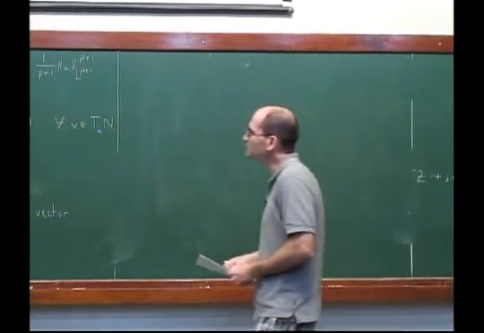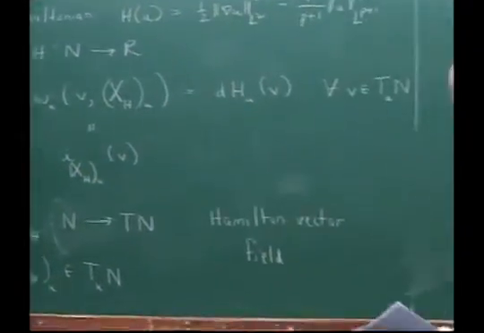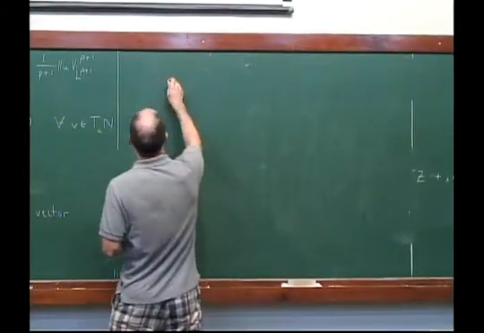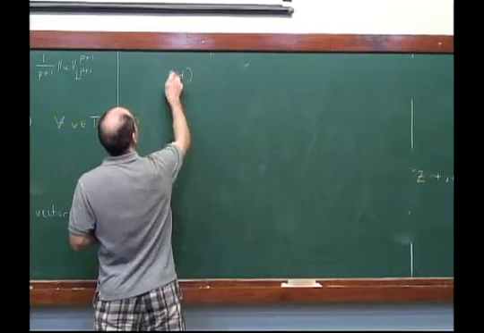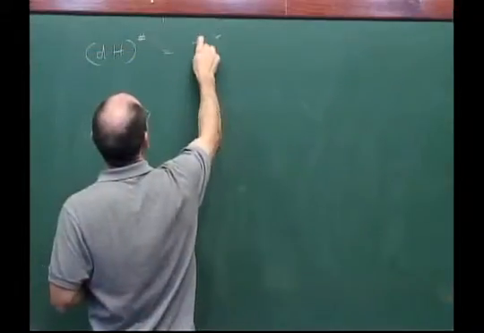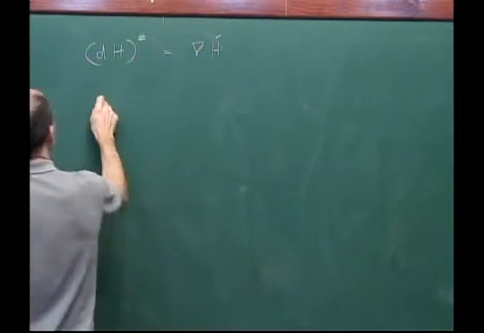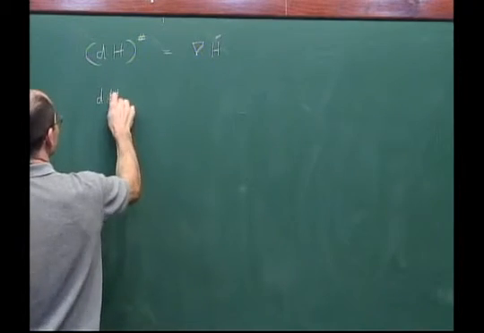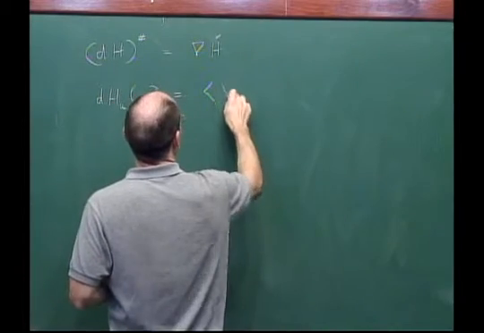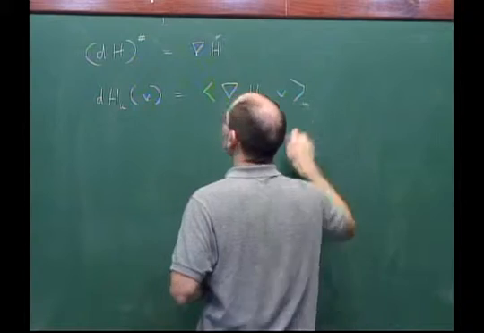Yeah, so once you have a metric, then you get an identification between tangent and cotangent bundles, the raising and lowering. Right? So you take a one form and you raise it, and you get what we call the gradient. So in geometric language, dH at U of V is equal to the gradient at U of H paired with V, with the metric.